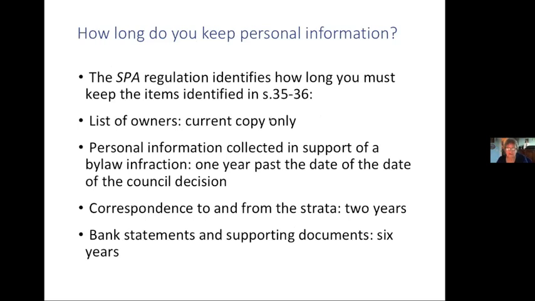Then, how long are you keeping the personal information? Your privacy policy needs to state that as well. So the Strata Property Act regulation identifies how long you must keep the items identified in section 35. Section 35 is the long list of documents you must keep. The regulation identifies how long you should keep them, and this is just an example. A list of owners, you only have to keep the current copy. Personal information collected in support of a bylaw infraction, you need to keep for 1 year past the date of the council decision. Correspondence, you need to keep for 2 years. Bank statements and supporting documents you keep for 6 years. And there's a wide variety of date ranges for different sorts of information that you need to keep. But these are the things that impact people's private information, personal information.